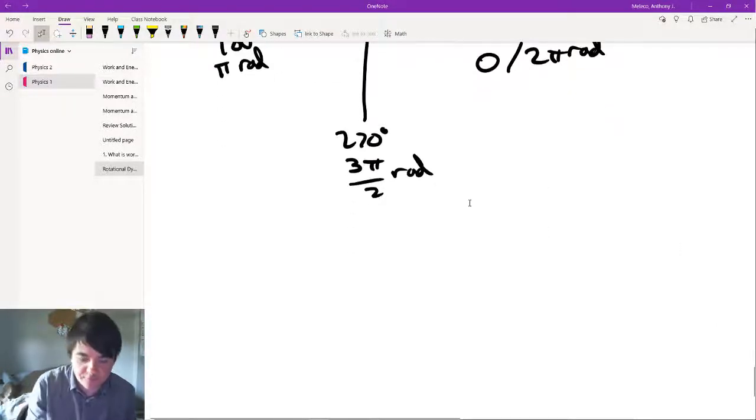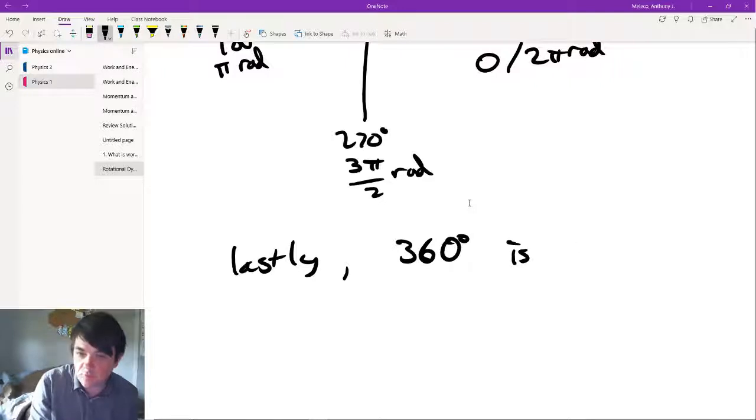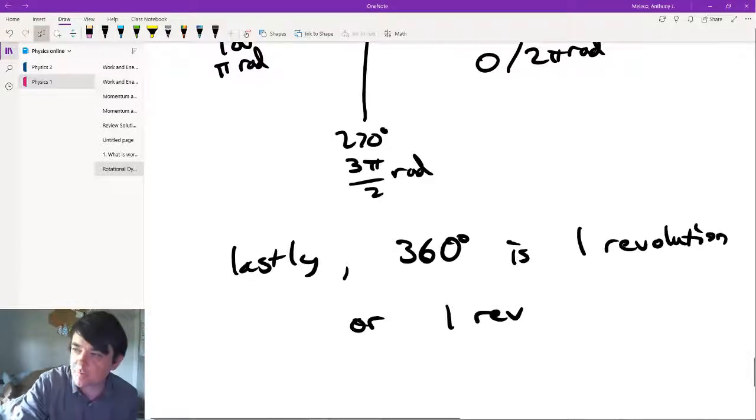Additionally, one last conversion you may see a lot is that 360 degrees is 1 revolution, or 1 rev, okay? This is used in a few problems. It's just to throw you off your game a little bit. I'll try to go over that when we do those example problems.